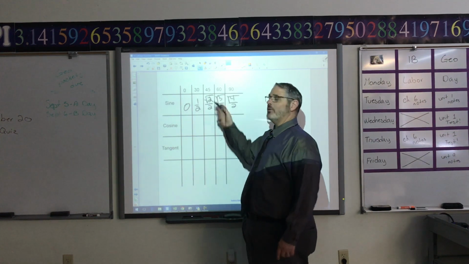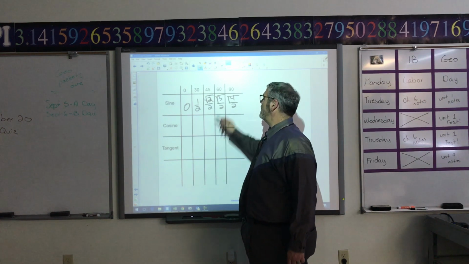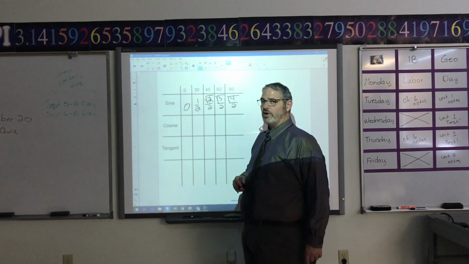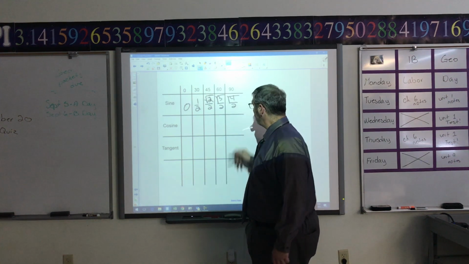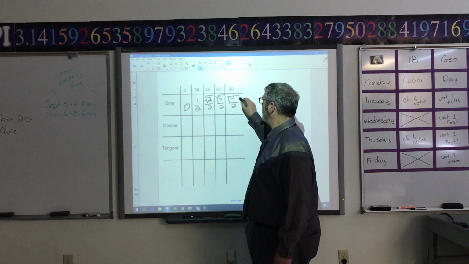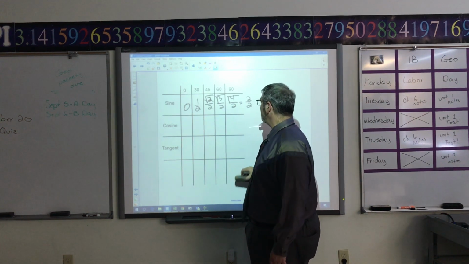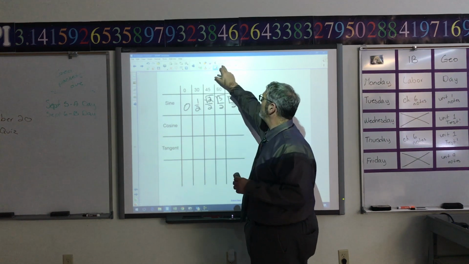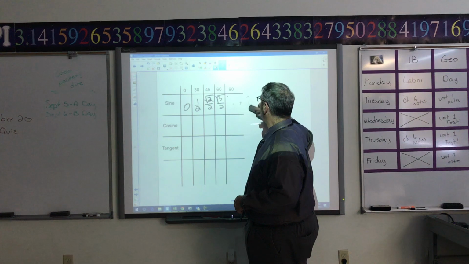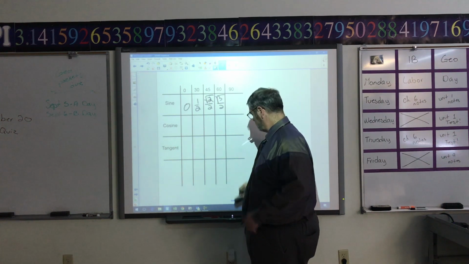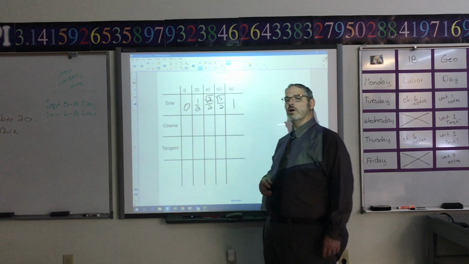I can't reduce the square root of 2, so that stays the square root of 2 over 2. The square root of 3 can't reduce, so that stays a square root of 3 over 2. And the square root of 4 is 2 over 2, and 2 over 2 is equal to 1. And that's how you get your shortcut.